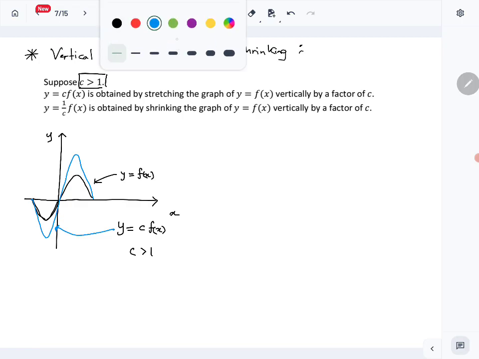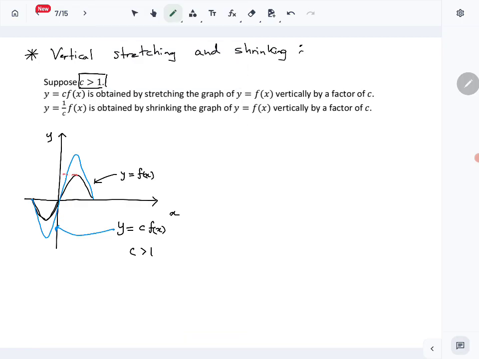So for example, let's say this point was 2, then when it is c times f(x), it's going to be what? Double, 2c, c times that. If c was like 3, 2 would have been tripled to 6. That is what is happening. Y values are going to be stretched, right? Then that is stretching. Then vertical shrinking is the other case.